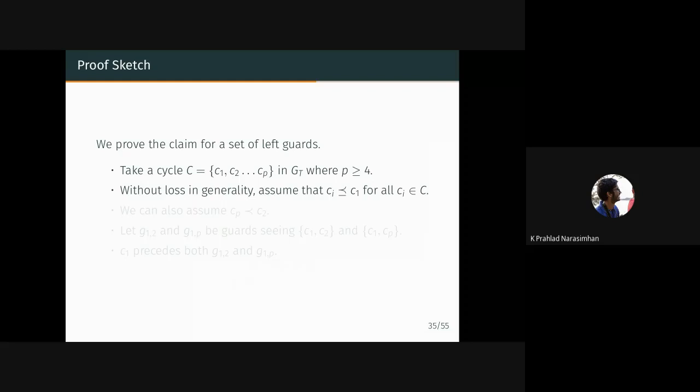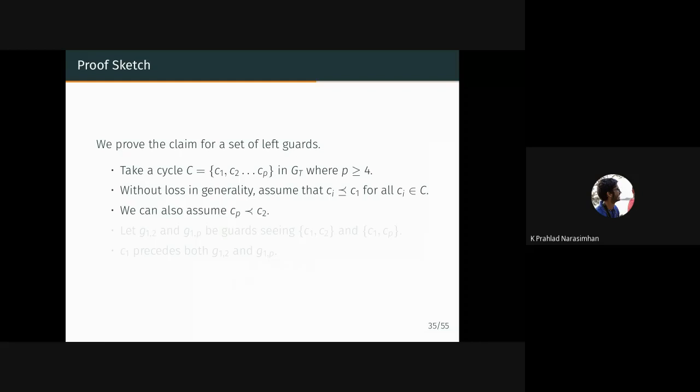So I can assume that, because I can start the cycle from anywhere, C1 is the one which appears last in the terrain. This I can do because I can start anywhere in the cycle, and since I can go anti-clockwise or clockwise, and the neighbors of C1 are C2 and CP, I can assume that CP precedes C2. That is, CP appears on the terrain before C2 does.